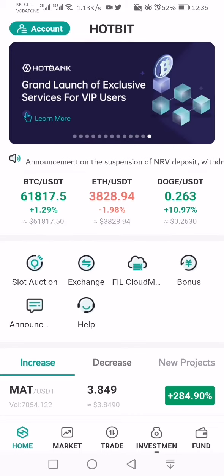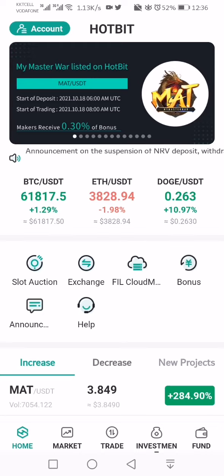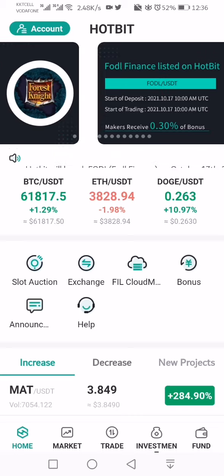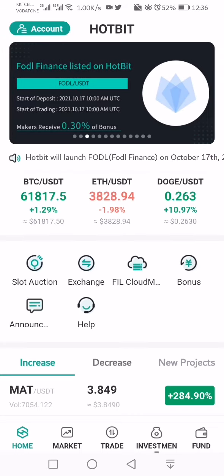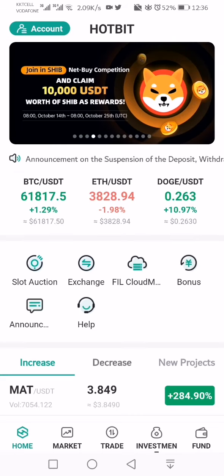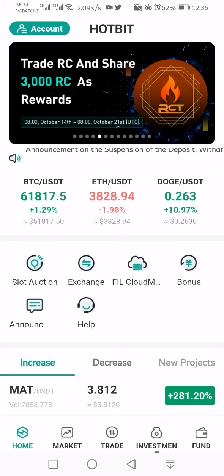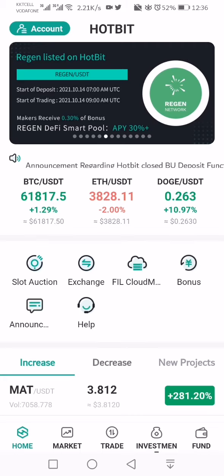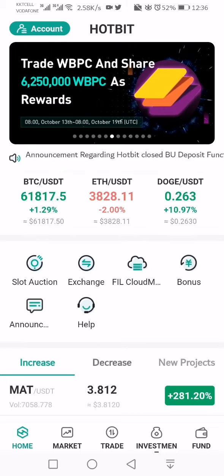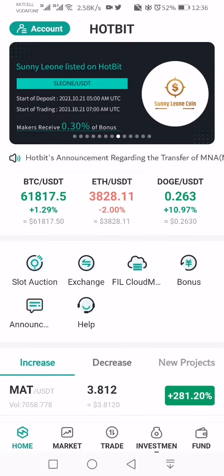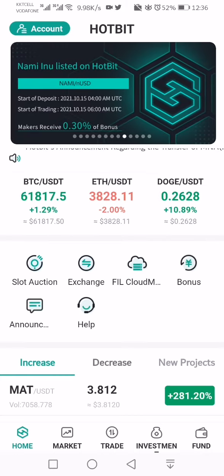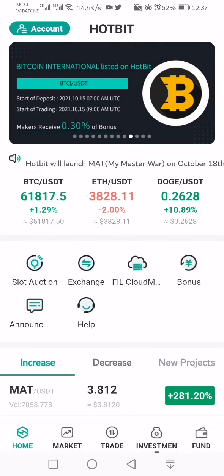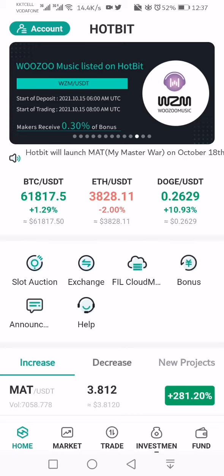If you will see, this is the first page or main page of the Hotbit application, and I am logged into my application. The difference between Binance and Hotbit is that you will find so many new currencies on Hotbit which are very cheap. You can buy them at a very low price and sell them at a very high rate. So this is the difference, and another difference is peer to peer.